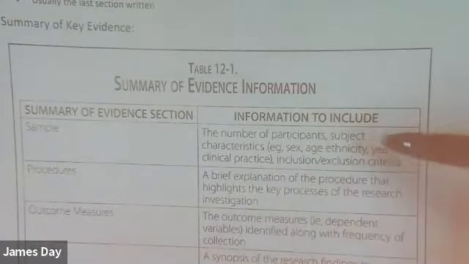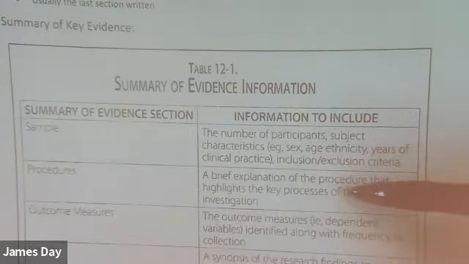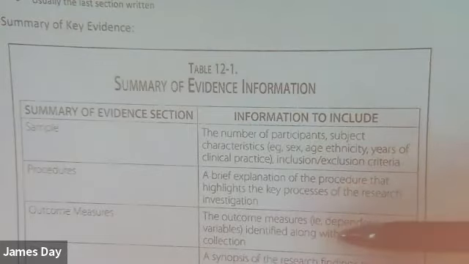Right? The number of subjects and the subject characteristics. Brief explanation of the procedures. What outcome measures were included. And then what were the main results.